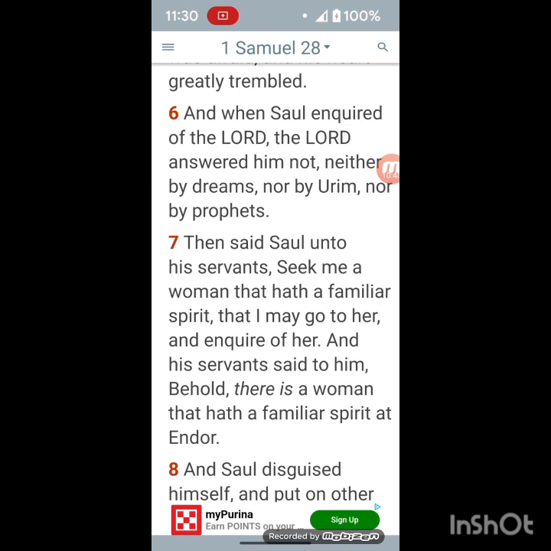So as the scriptures say, Amos 3:7, the Lord does nothing; He revealeth His secrets unto His servants, the prophets. So the Lord was done with Saul at this time. So that being the case, verse 7. Then said Saul unto his servants, seek me a woman that hath a familiar spirit, that I may go to her and inquire of her. And his servants said to him, behold, there is a woman that hath a familiar spirit at Endor.